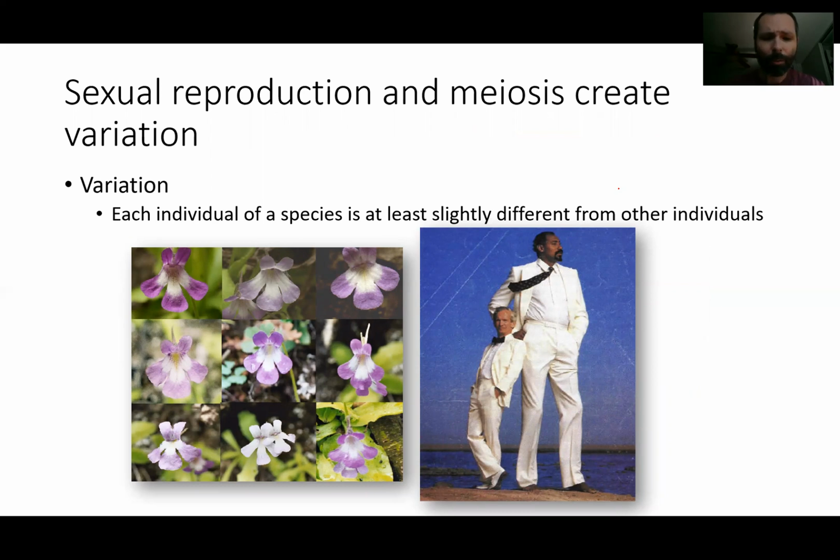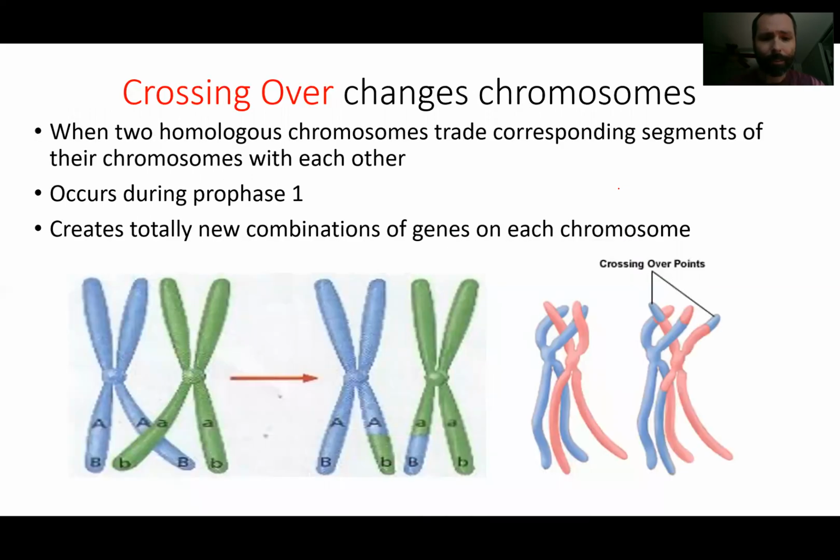And so one of the biggest parts about the meiosis section was not just the mechanism, but where does the variation come from? And the first way it happens is something called crossing over, where the homologous pairs will trade corresponding segments during prophase 1.